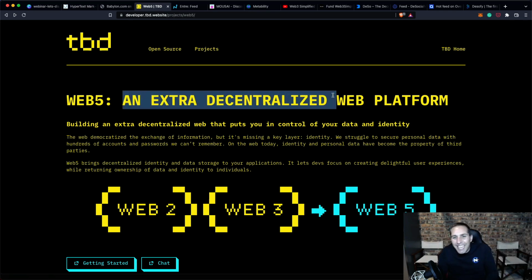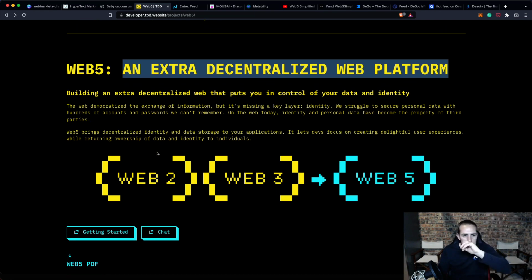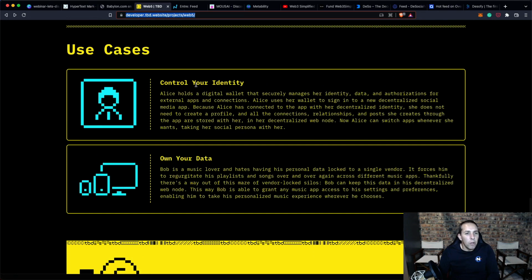And you can see here an extra decentralized web platform. Like I said, everyone, it is Web3. It's just a better version of Web3, more decentralized. But anyways, let the sales pitch continue. So, control your identity.